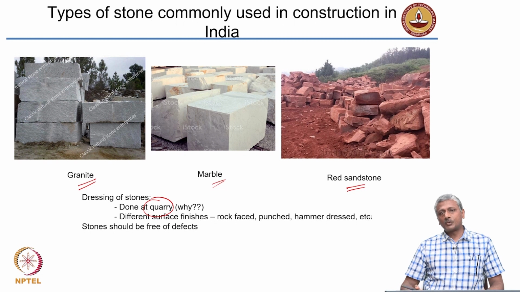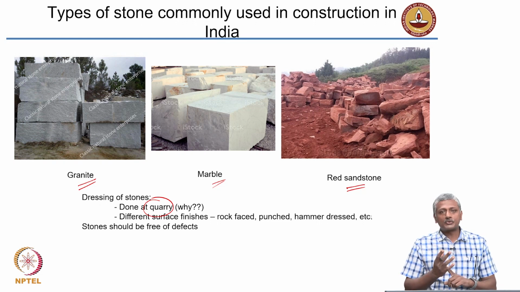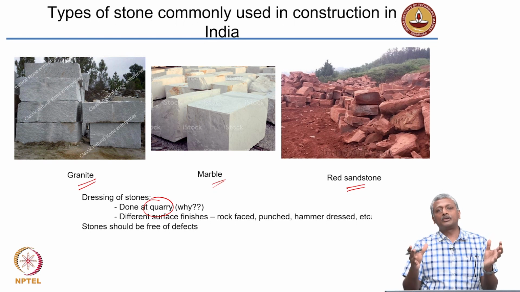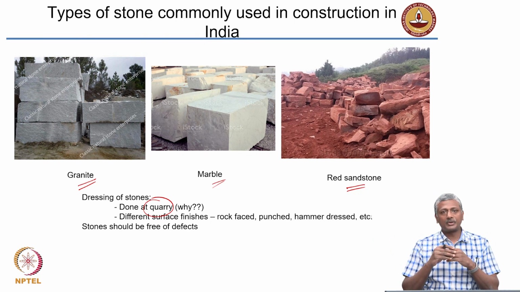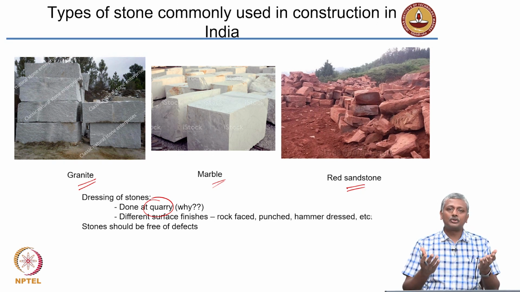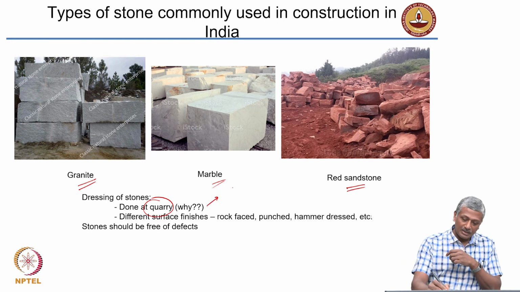Now, there are reasons for doing this. Why would you want to do this? Why don't you simply bring it to the job site and then do it? First and foremost, when you start dressing it into the right size, you reduce the weight of the block that you have to carry to the job site. When you are cutting and shaping it, you are reducing the weight to be brought to the job site. So, that is a major advantage.